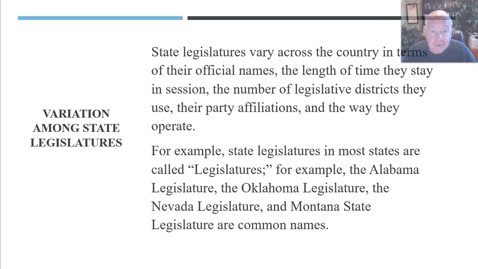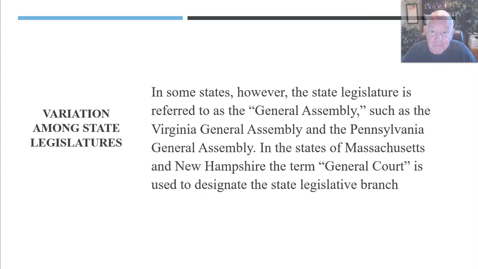State legislatures vary across the country in terms of their official names, the length of time they stay in session, the number of legislative districts they use, their party affiliations, and the way they operate. For example, state legislatures in most states are called legislatures. For example, the Alabama legislature, the Oklahoma legislature, the Nevada legislature, and Montana state legislature are common names.